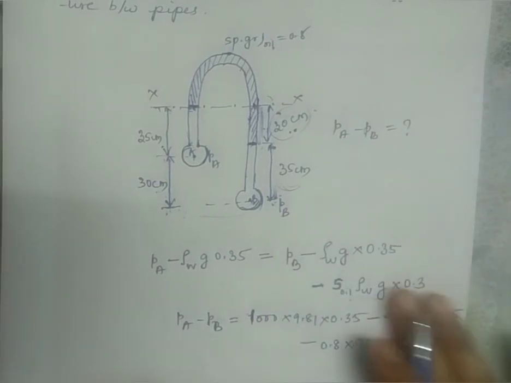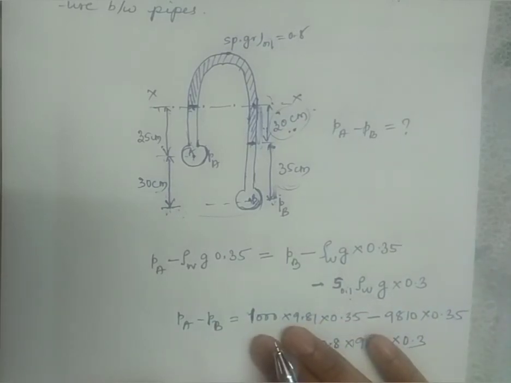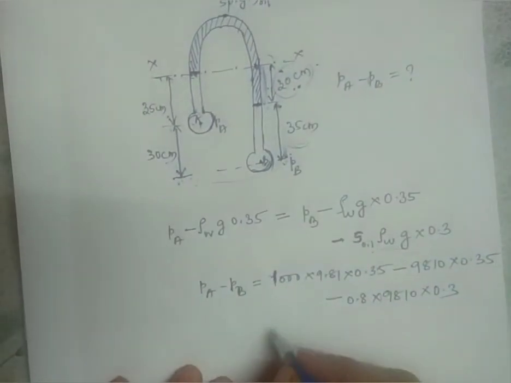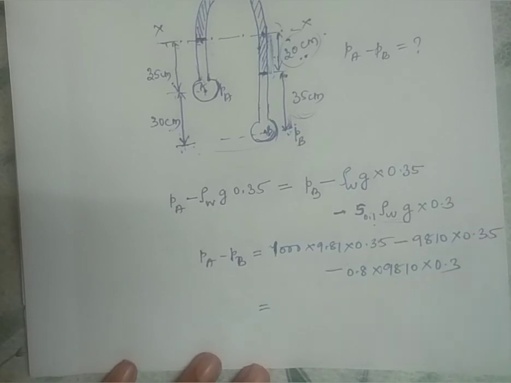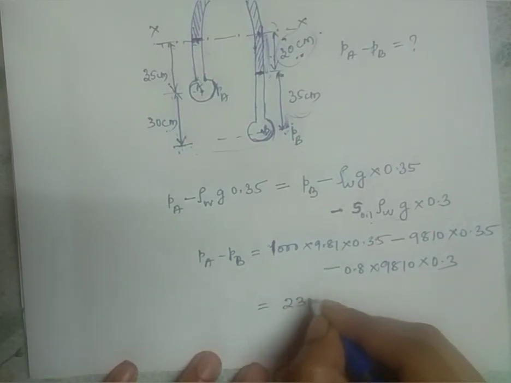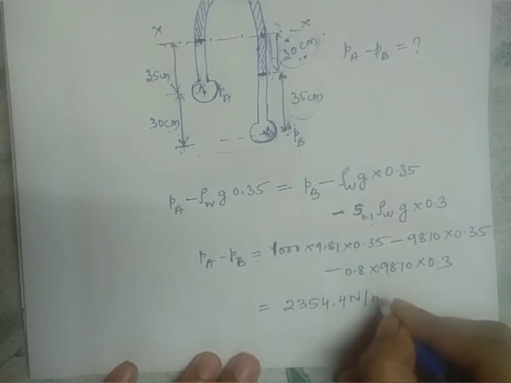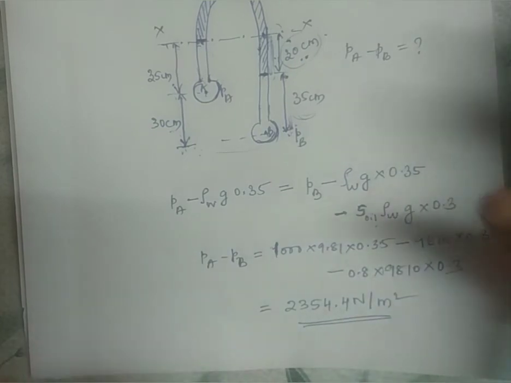So all the data are available here. While solving, you will get the answer as 2354.4 Newton per meter square. So you will get the answer like this. I hope this question is clear.